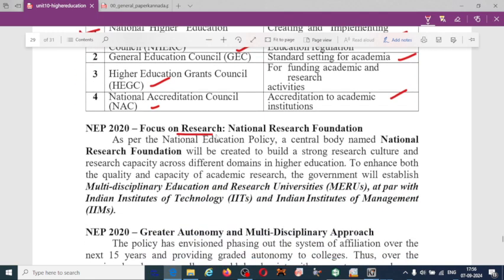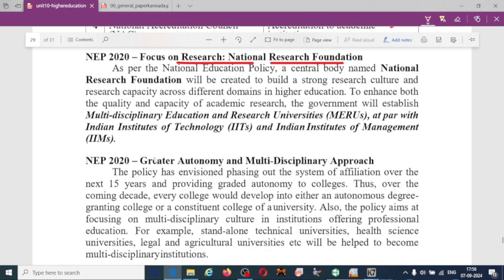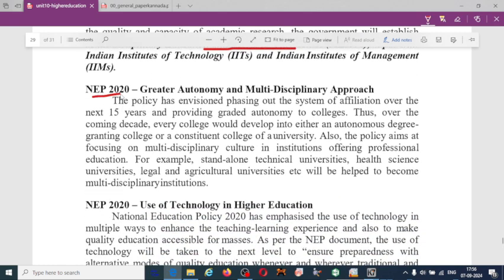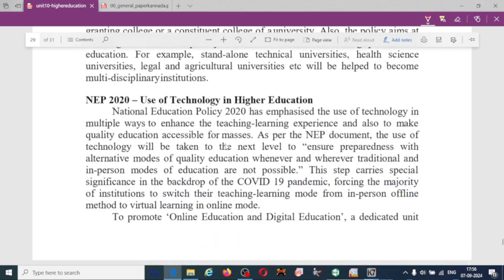NEP 2020 focuses on research, the National Research Foundation, at the level of IITs and multidisciplinary education research universities. NEP 2020, greater autonomy and multidisciplinary approach. The policy has envisioned phasing out the system of affiliation over the next 15 years and providing graded autonomy to colleges.